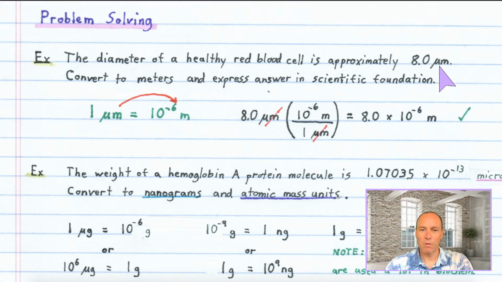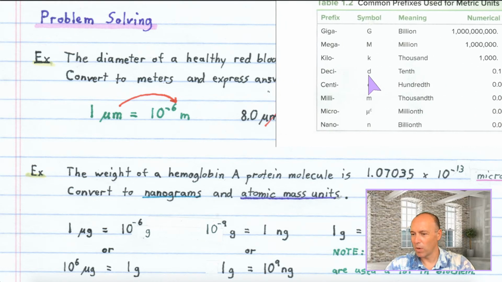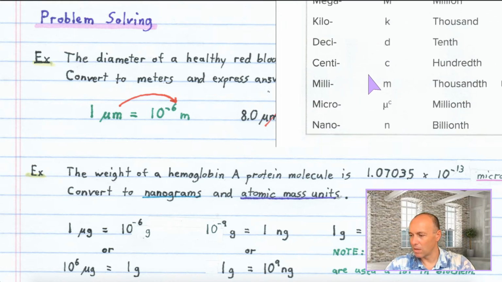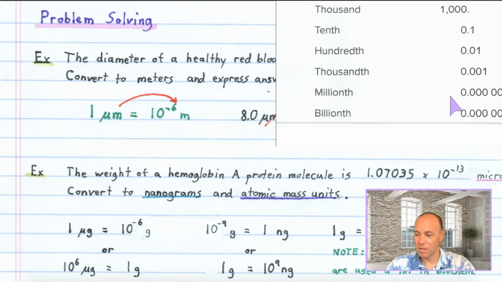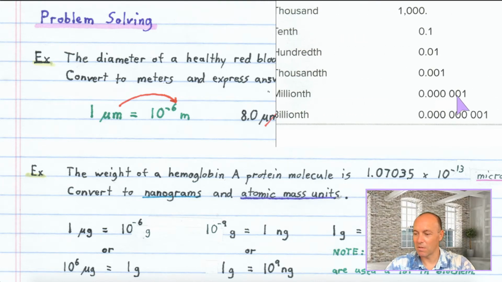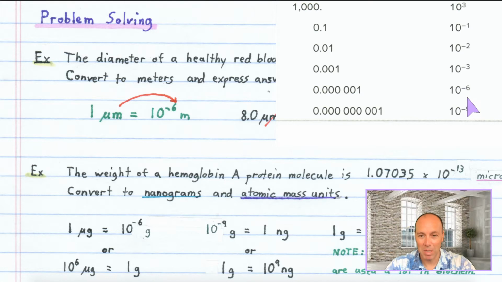Now, to convert micrometers to meters, it helps to know what a micrometer is. 1 micrometer is 10 to the negative 6 meters. In other words, it's a millionth of a meter. I'll remind you where you can find information on these prefixes. It's table 1.2 in your textbook. So table 1.2, the micro is a millionth. So it's 0.000001 meters, or you could say 10 to the minus 6 meters.